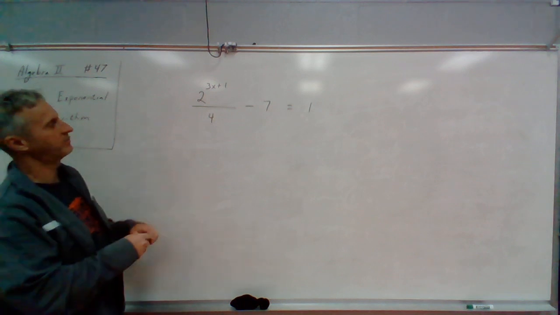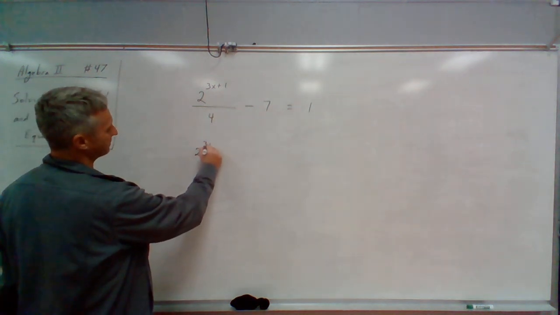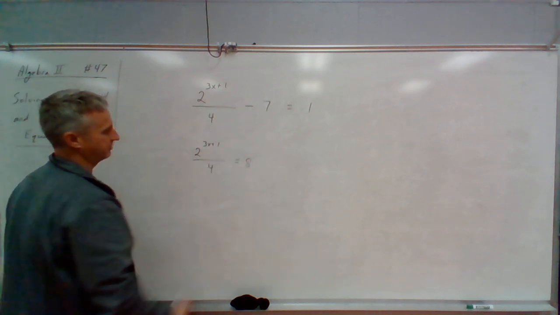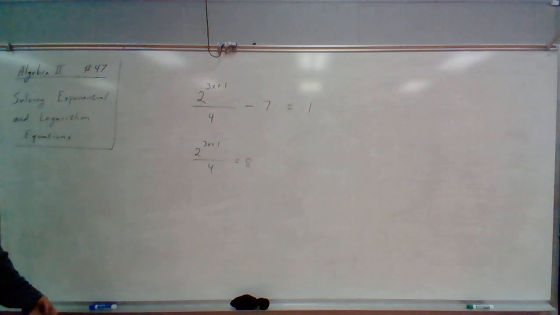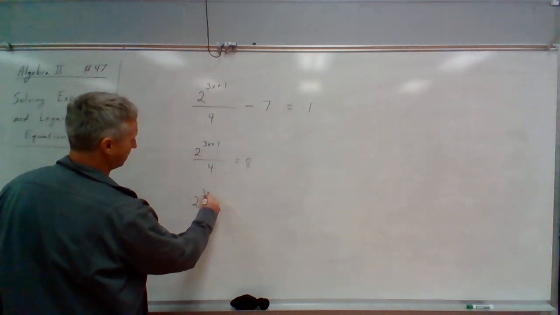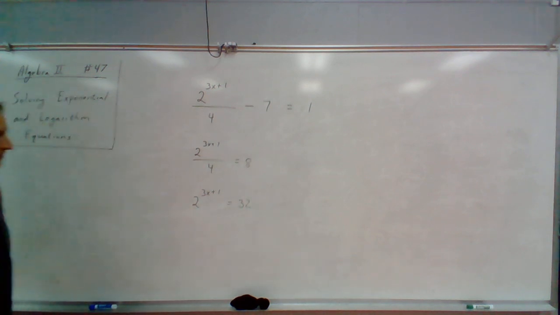Okay, so first step, I'm going to add 7 to both sides. That'll leave me with 2 raised to the 3x plus 1, all divided by 4 equals 8. Now I can multiply both sides by 4. That'll give me 2 raised to the 3x plus 1 is equal to 32.